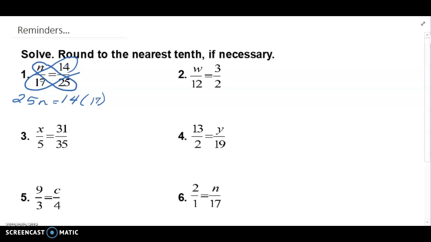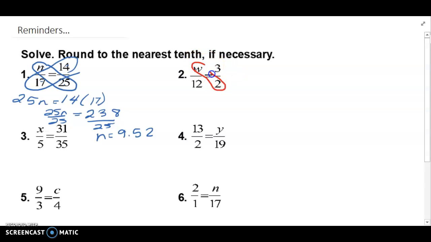So 14 times 17 is 238. So 238 equals 25n. Divide by 25, divide by 25. And you get 9.52. So n equals 9.52. Okay, so go ahead and do the same thing on 2.